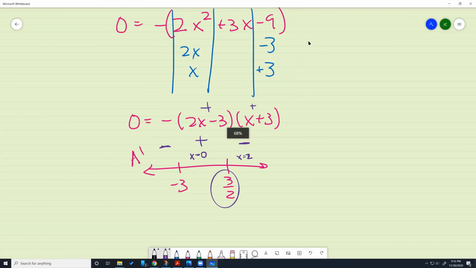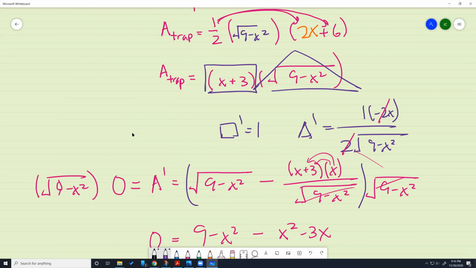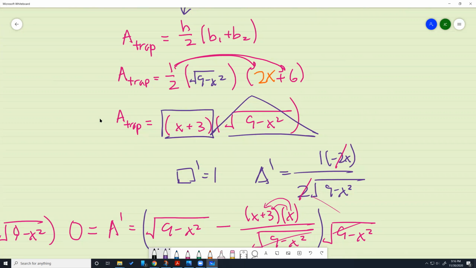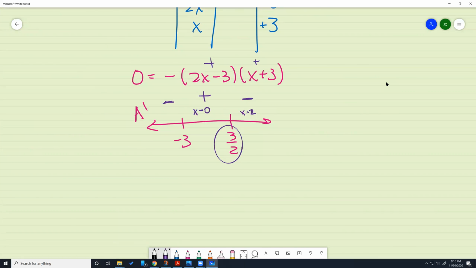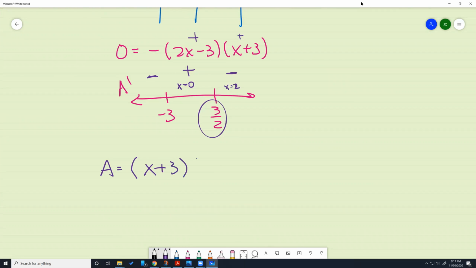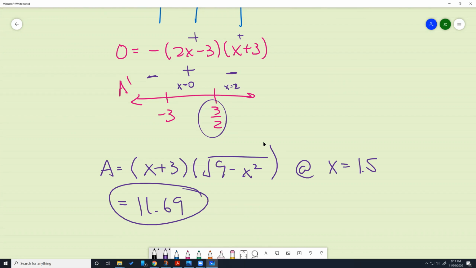So now, to solve the problem, our goal is to find the maximum area. And so you want to plug it into the area of the trapezoid. Let's use this one right here, because that's in terms of x. So you go ahead and plug it in and then punch it in the calculator. So what was it? x, oh, I forgot. Plus 3 times square root 9 minus x squared. Little calculator work. We'll get 11.69. There you go.